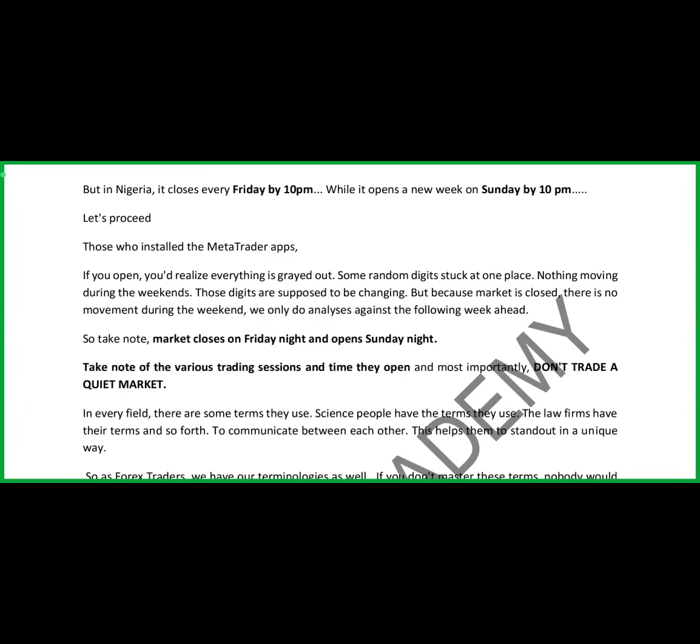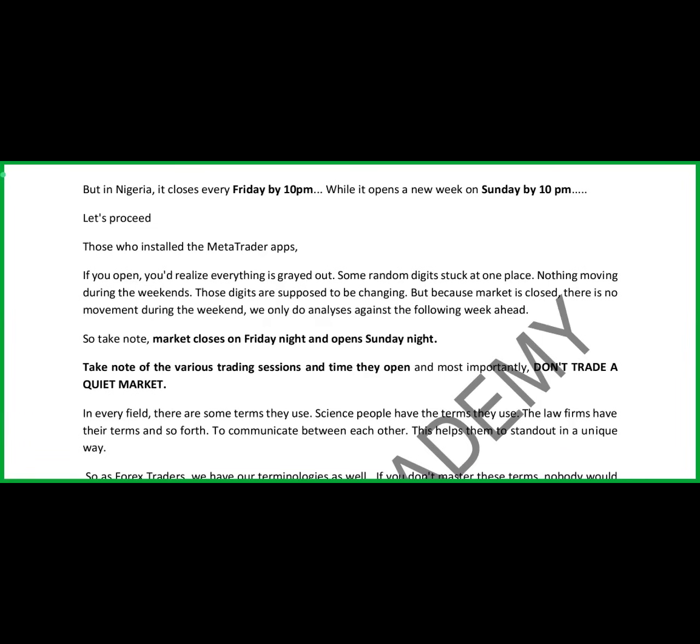So take note: the market closes on Friday night and opens on Sunday night. I've said that almost 4 times now. I don't want anybody to forget that. The only markets that are open 24/7, where you can keep on trading every blessing day, are the crypto market and the synthetic market, synthetic indices from Deriv. You can trade them any day, anytime you want. So take note of these various trading sessions, the time zones they open and when they close. Don't trade in a quiet market. Those are the 3 to 4 paramount things we need to know for tonight.